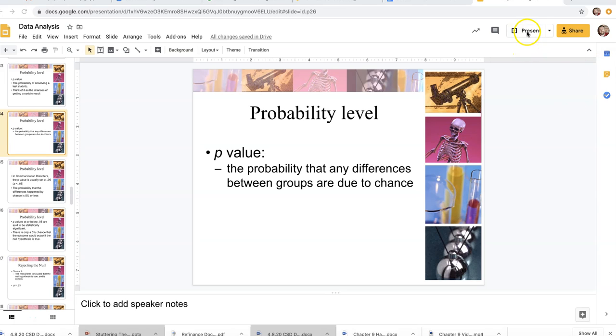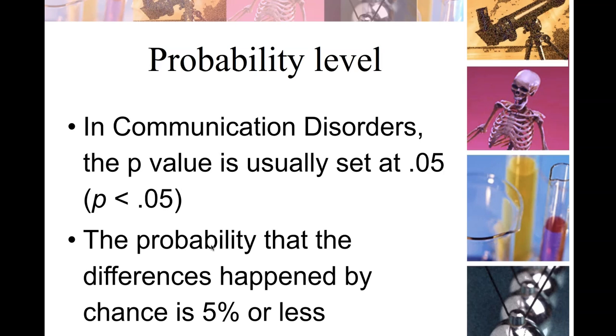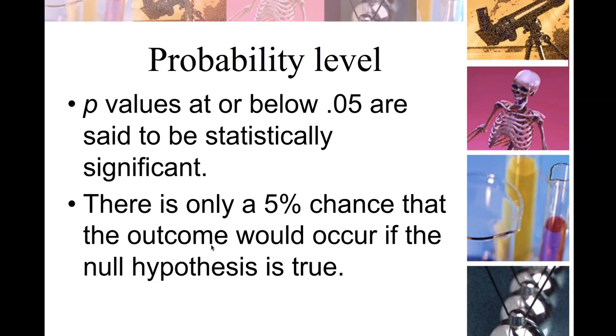We ended up talking about probability level, the p-value. The p-value is the probability that any differences between groups are due simply to chance. Remember that in communication disorders, we're going to set that at 0.05, which means that the probability that the differences happen by chance is 5% or less. So that p-value says what are the chances that any differences are just random differences and not true, real differences because of the independent variable.